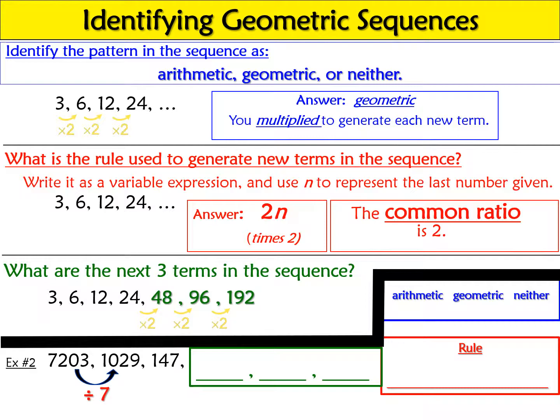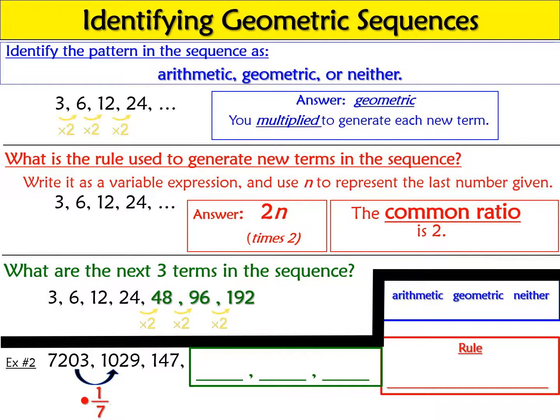But if we're going to identify this as a geometric sequence, we have to express that in terms of multiplication. So how do we express divided by 7 in terms of multiplication? Well, let me give you a little hint. We can also express 7 as 7 over 1. Did that help? Anytime you divide a number, we can multiply the number by the reciprocal and still get the same result. In other words, dividing by 7 over 1 is exactly the same as multiplying by 1 over 7.